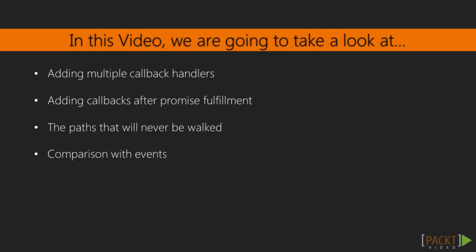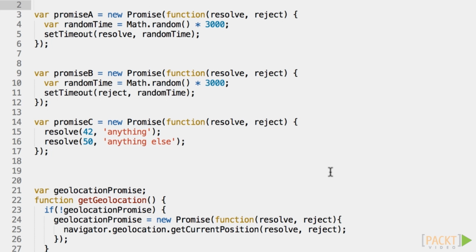We will confirm that callbacks set on the wrong path will never be called, and see that you can even add handlers after the promise has been fulfilled. And we will briefly compare this behavior with that of event-based processes. Let's start with very simple examples.